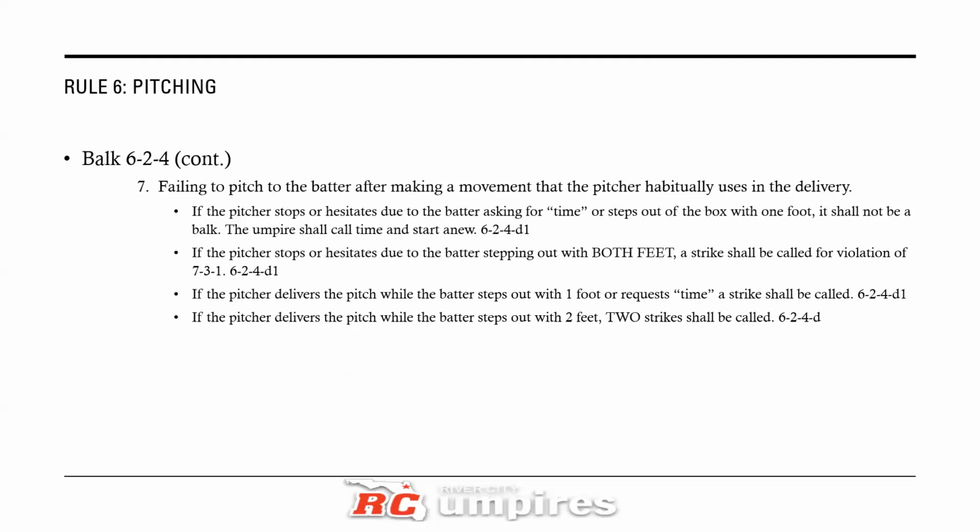6-2-4-D. Standing astride or within 5 feet of the pitcher's rubber without the ball. Just so you know what 5 feet is, 5 feet is the dirt area. Some might be 4.5, some might be 6, but you're not out there measuring them. If they're in the dirt, it's within 5 feet. If they're within 5 feet without the ball, essentially doing the hidden ball trick, that is a balk.